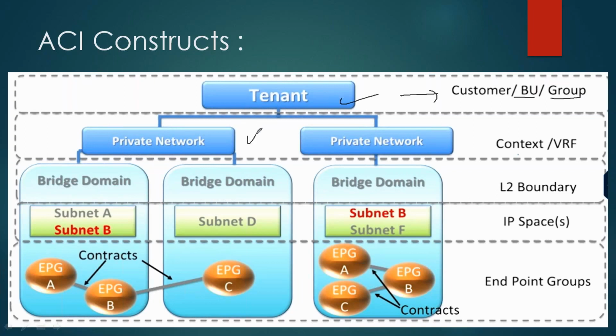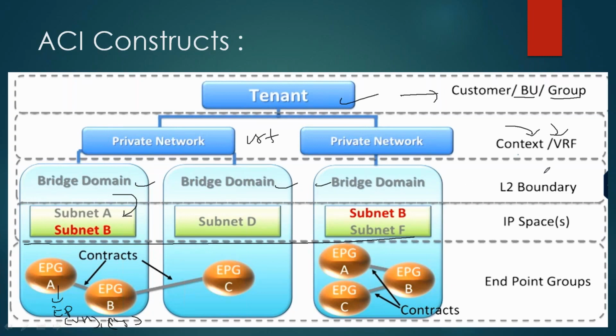Now these tenants are part of virtual routing forwarding. You can see here VRF and the context. Then they are part of bridge domain. This bridge domain you can think of as a VLAN, for example. These VLANs have some subnets. Now again you can see that these particular VLANs are tied with endpoint group. Now, what is endpoint group? Where I have the endpoint. What is endpoint? Where I have the virtual or the physical systems.